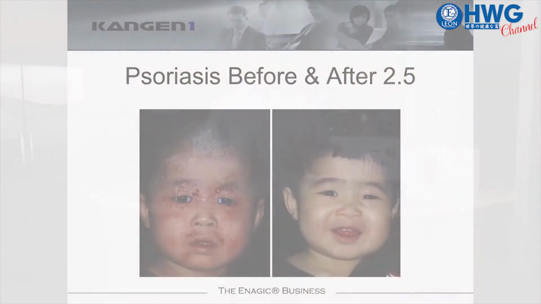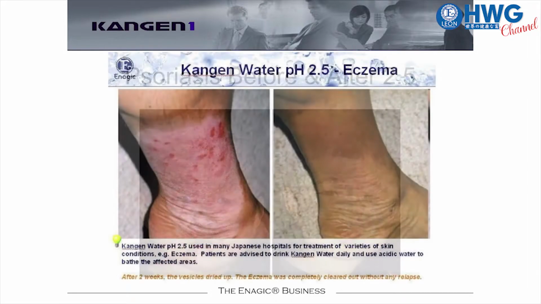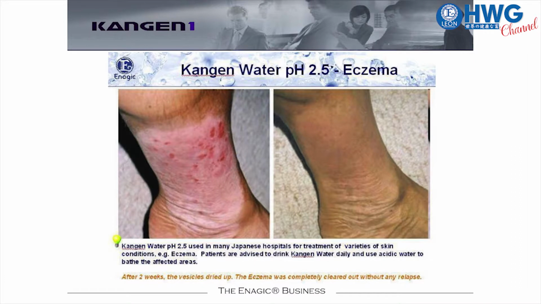Now, this is a little boy with psoriasis. This is before on the left, and then after drinking and using the 2.5 strong acidic water on his skin after 1 month. This is a person with psoriasis before, and then using the 2.5 strong acidic water on their skin and drinking the drinking water. You can see the amazing results that they got.